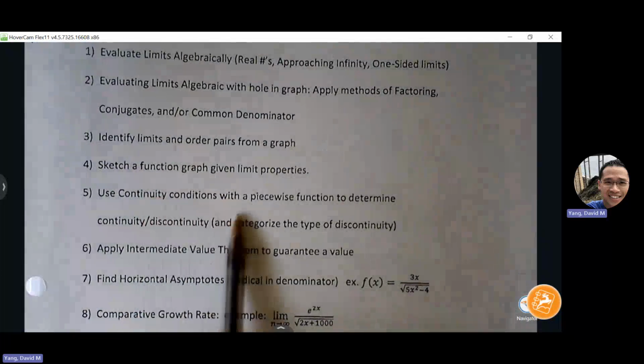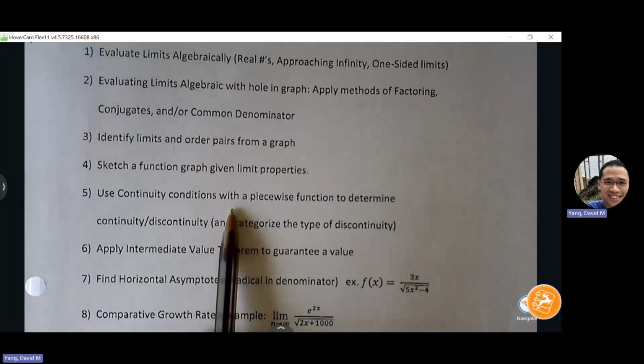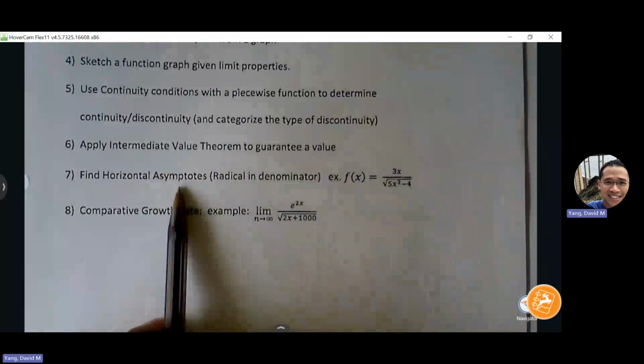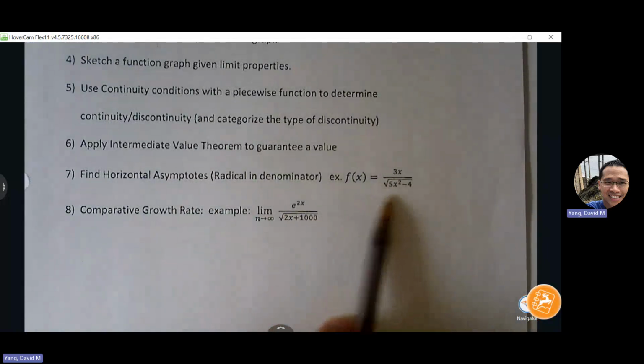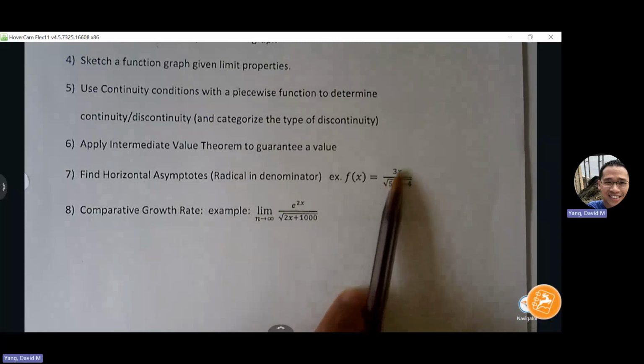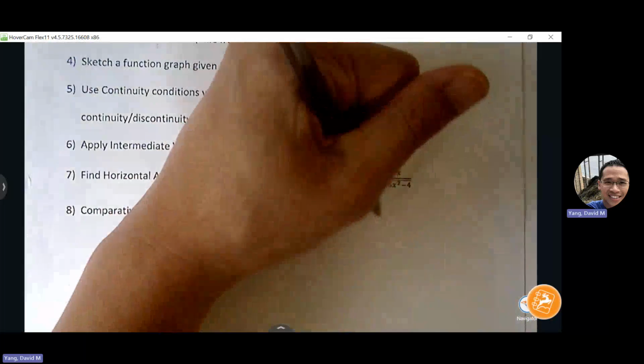Okay, use continuity conditions, categorize continuity, discontinuity, whether it's removable or non-removable. We did that today and yesterday. Apply IVT, we just did that. Okay, finding horizontal asymptote, we did that as well, right? We know that there's 2 asymptotes and it's the ratio of the coefficients if the degrees are the same. And then comparative growth rates, right? So remember, compare the growth rates.